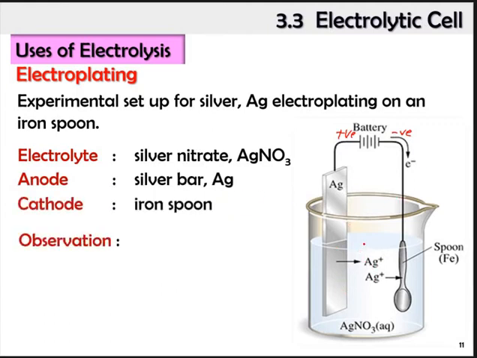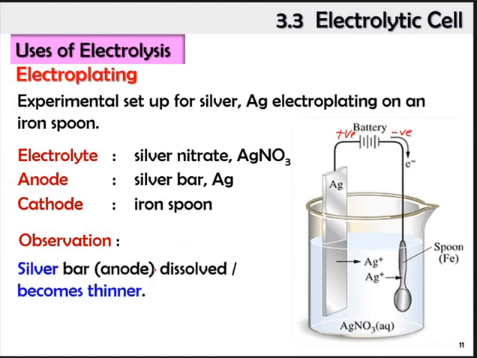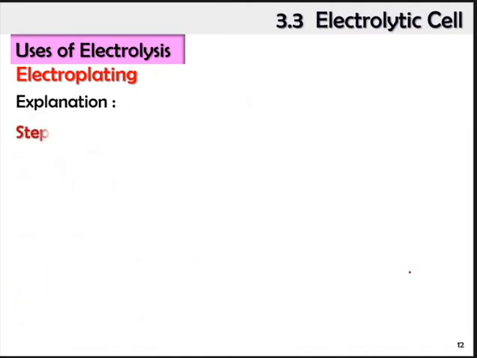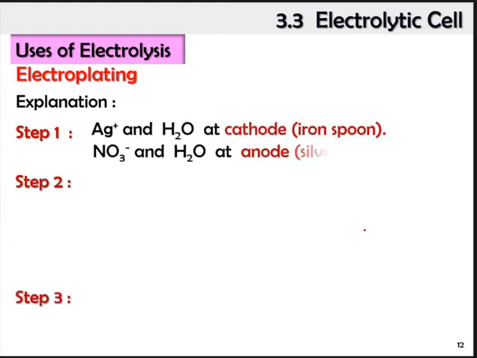So observation, apa yang kita boleh nampak pada anode, silver bar akan dissolve, so dia akan become thinner. Kita boleh buatlah dia punya equation. Pada cathode, iaitu iron spoon tadi, akan coated with the thin layer of silver. So lama-lama kita akan dapat silver spoon lah. So ini dia punya equation tadi.